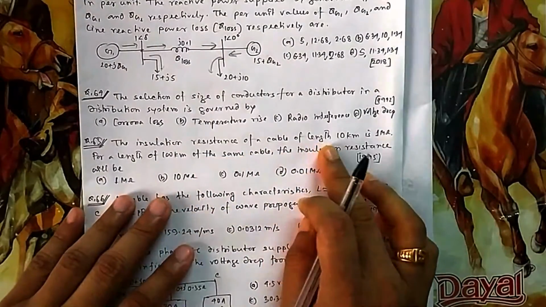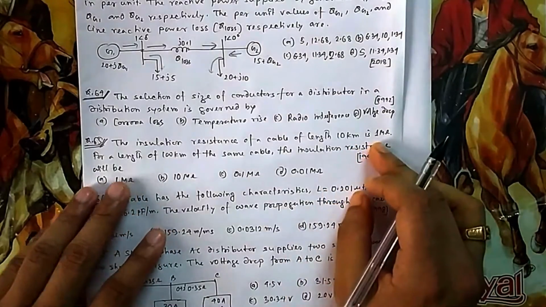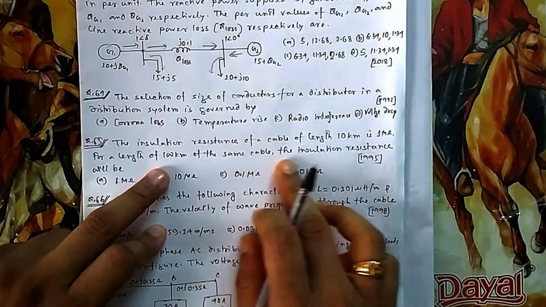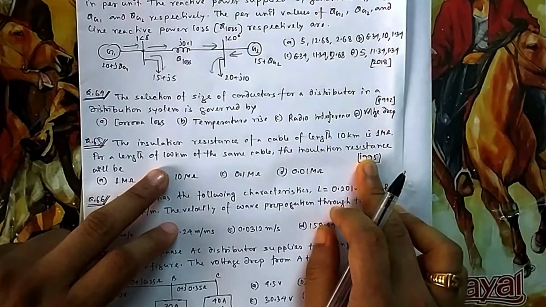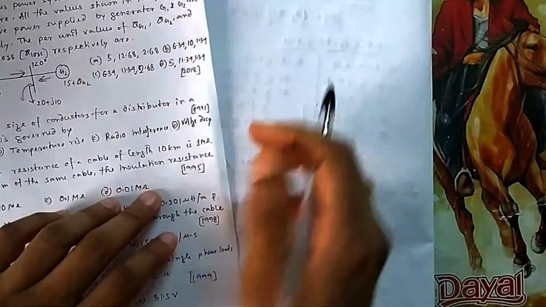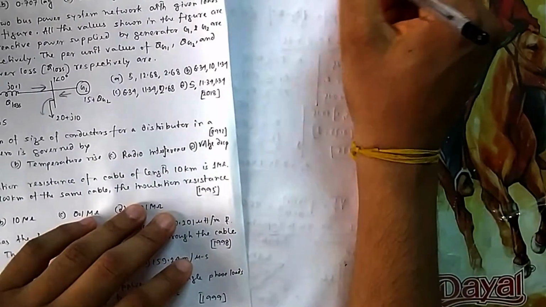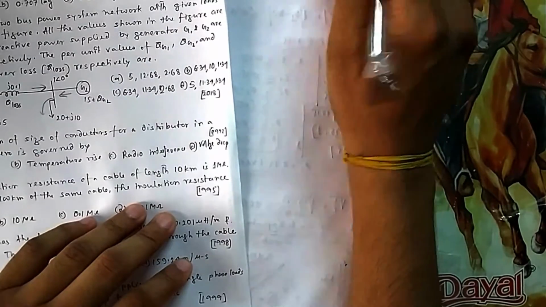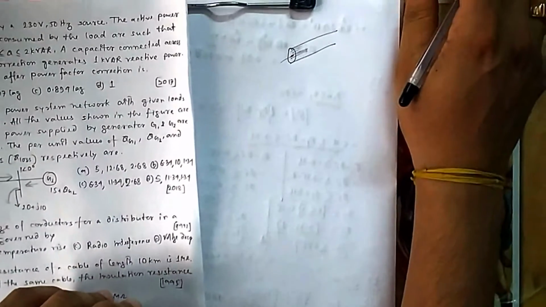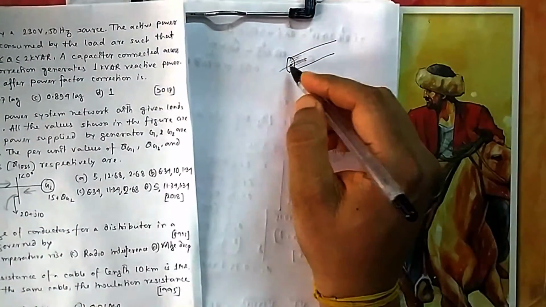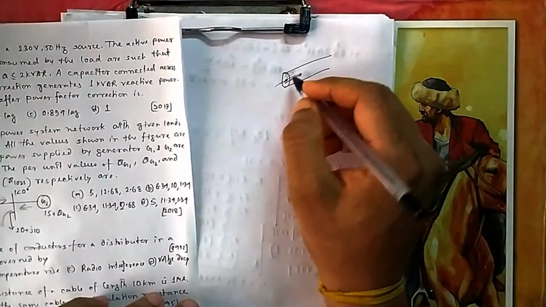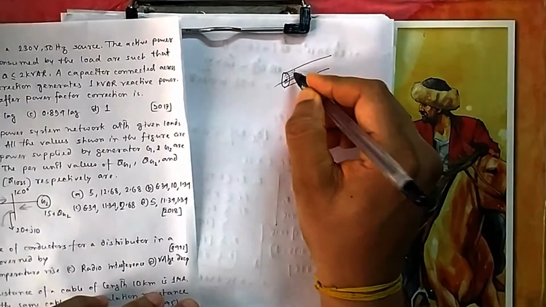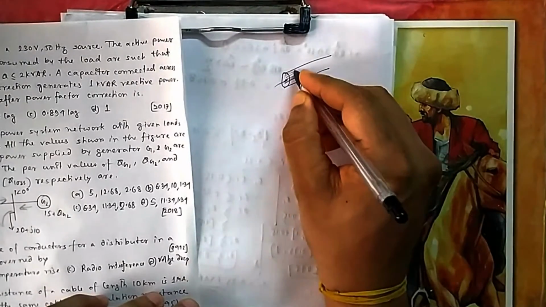The insulation resistance of a cable of some length is 1 mega ohm. For a length of 100 meter of the same cable, what is the insulation resistance? Now, for a cable, insulation resistance means, suppose this is your cable and this is the conductor you have inside, and the outer perimeter is the insulation. Insulation resistance means the resistance between the conductor and the outer insulation. So it is this type of resistance.